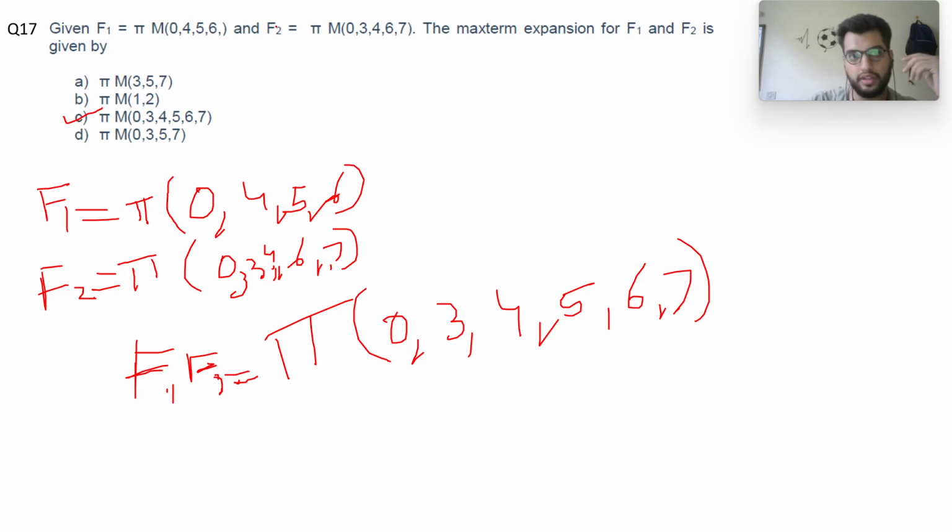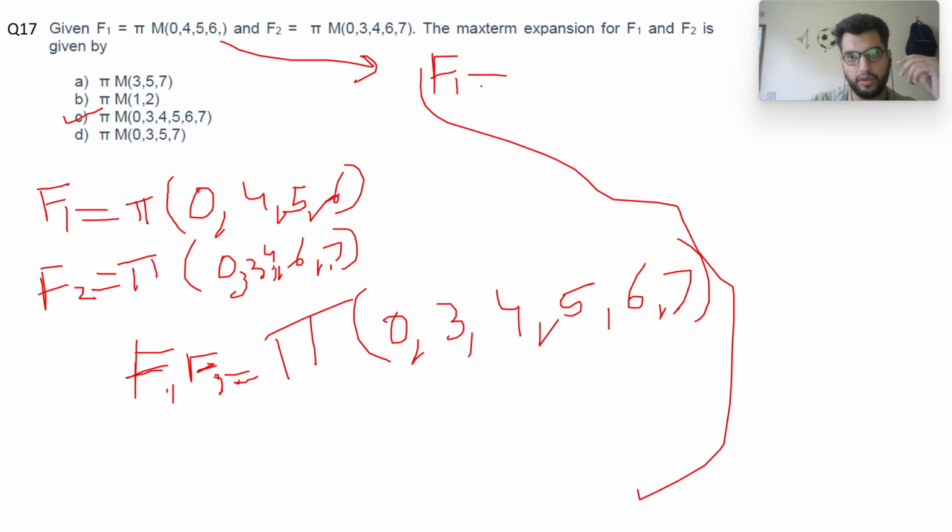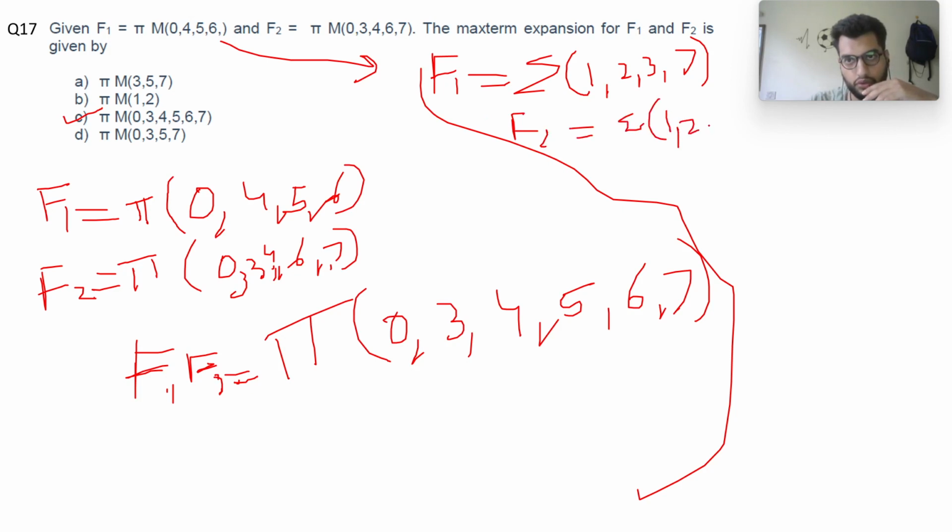There's another way to do it. So, alternate method. F1 is given in POS form. You can write its SOP form as minterms 1, 2, 3, 7. And you can also write F2 as minterms 1, 2, and then 5.